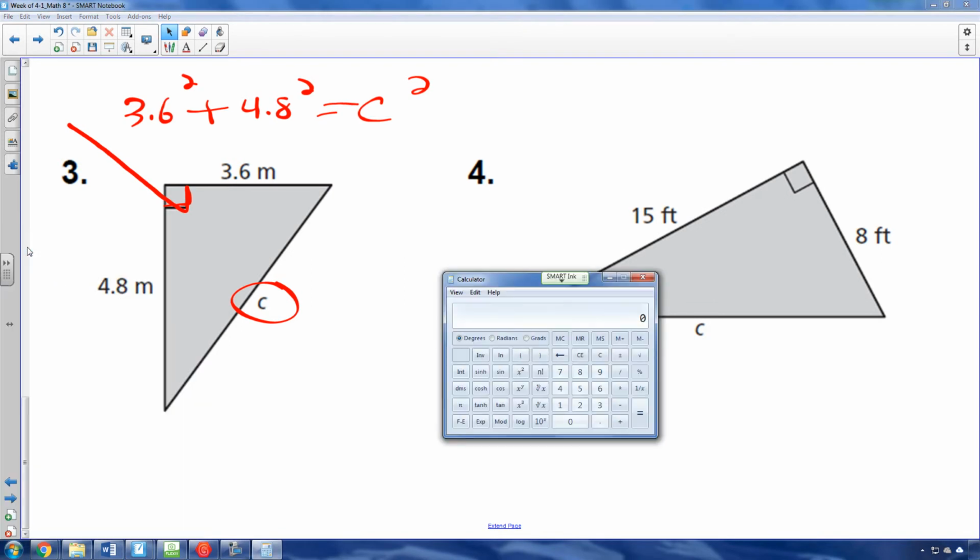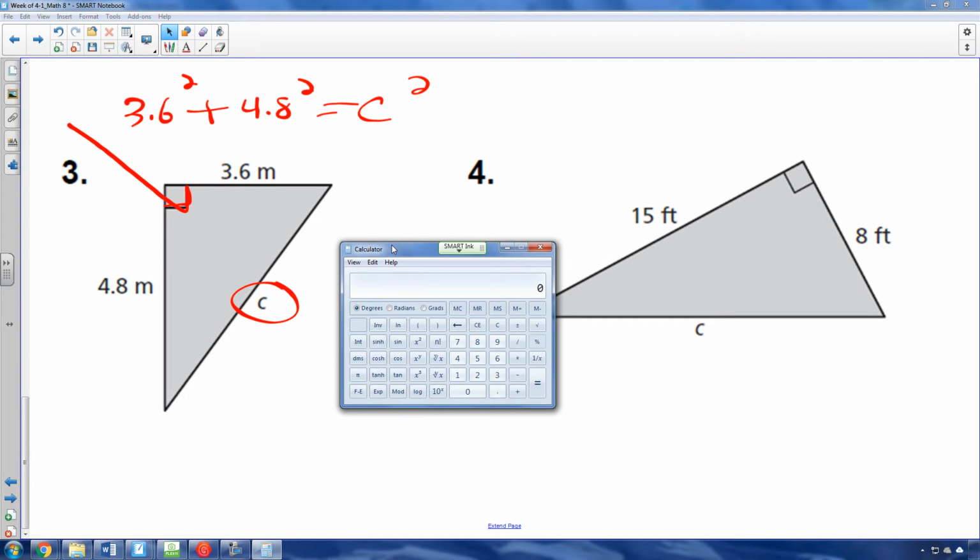I don't really know what those are going to be. 3.6 squared, I have a squared button over here. It's kind of cool. So that's 12.96. And then I'm going to do the same thing here, 4.8 squared. You can do it with a calculator, or you can do 4.8 times 4.8. That's 23.04. And that's going to equal c squared.